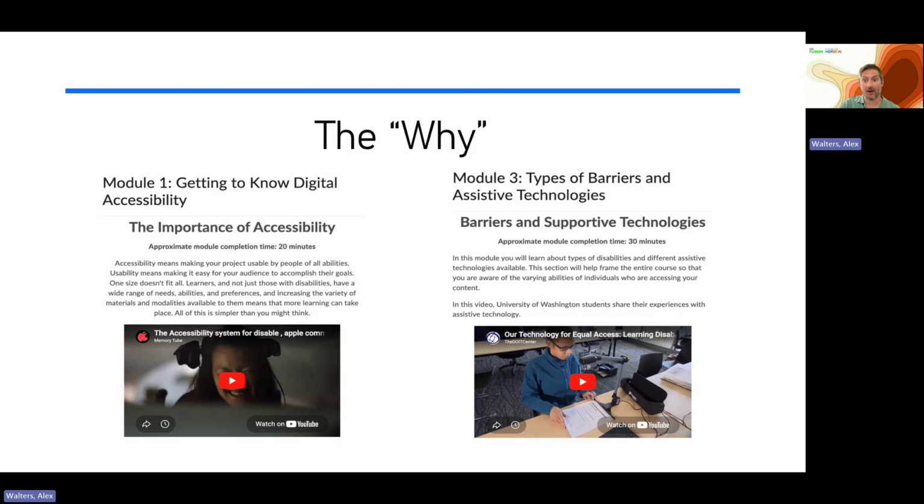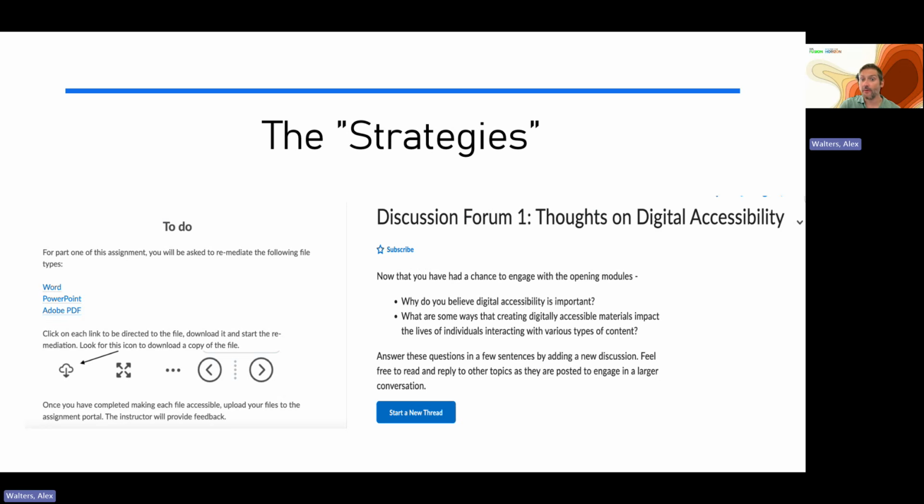Participants actually have an opportunity to experiment with a screen reader to gain a better understanding of its use and importance, since that's a really prominent use of assistive technology for our learners. So this awareness is, of course, critical because accessibility becomes more meaningful when that impact is understood. And then we move on to the strategies.